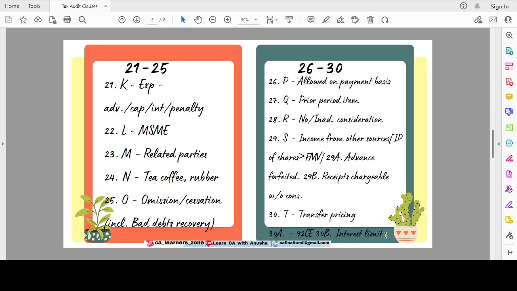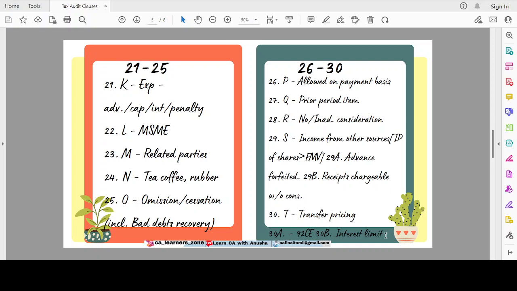Let's revise. Okay, I'm going to fly a kite, so I'm going to advertise myself. That's why expenses relating to advertisement, interest, and penalty. L for I'm going to read at street light. Who does the same with me? MSME. Great. M for monkey. Who I'm going to dance with in my business, the related parties. And N for Nestle, he deals with tea, coffee, and rubber. Now, O for omission, cessation, including bad debts recovery. Let's move on. 26 to 30.